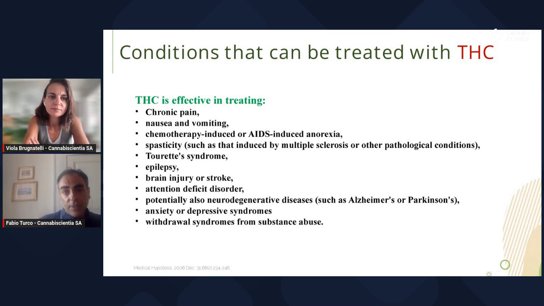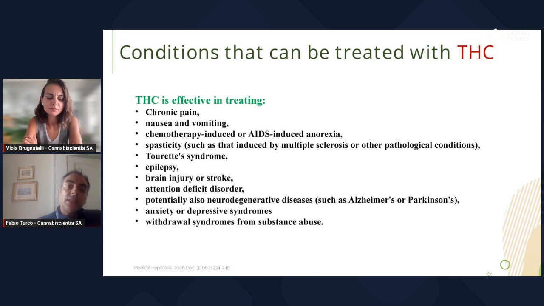It has been found, it is a recent finding, that it can be useful for brain injuries or stroke because it is able to reduce the area of stroke. We have seen that it can be useful in attention deficit disorder because it can improve attention. Potentially, THC is useful in neurodegenerative diseases such as Alzheimer's, Parkinson's, and others, because it is able also to reduce the inflammation and the oxidative stress in the central nervous system.